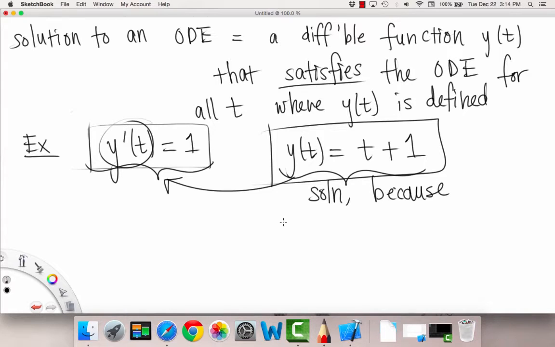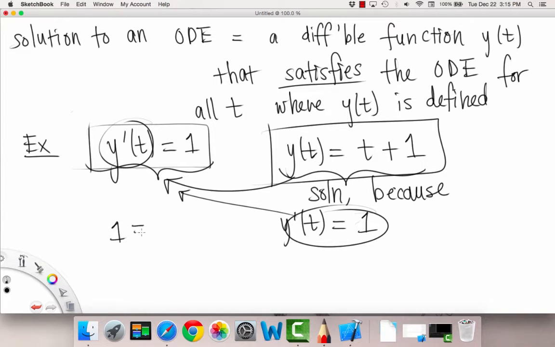So what is y prime of t? Y prime of t, if we look straight from here, when we derive this with respect to t once, we just get 1. And this is exactly what is on the left side here, so 1 is definitely equal to 1, and that works out. The ODE is satisfied. Therefore, this equation here, which I've boxed multiple times at this point, y of t equals t plus 1, is a solution of our ODE.